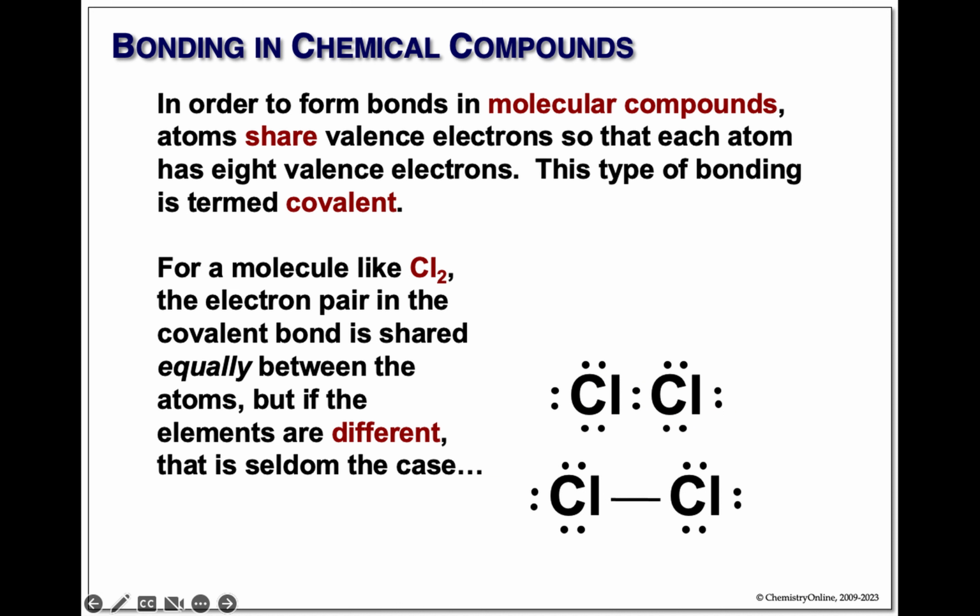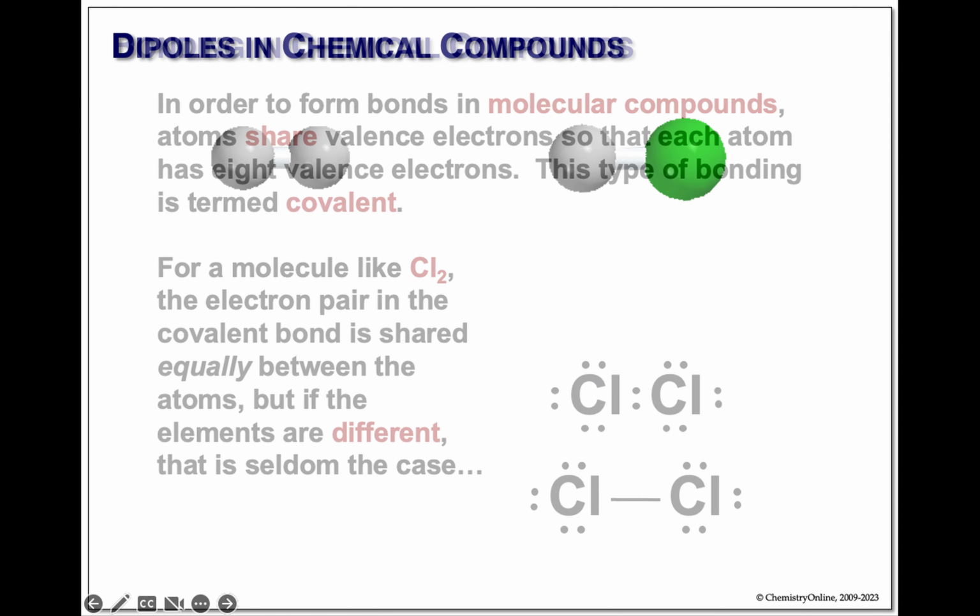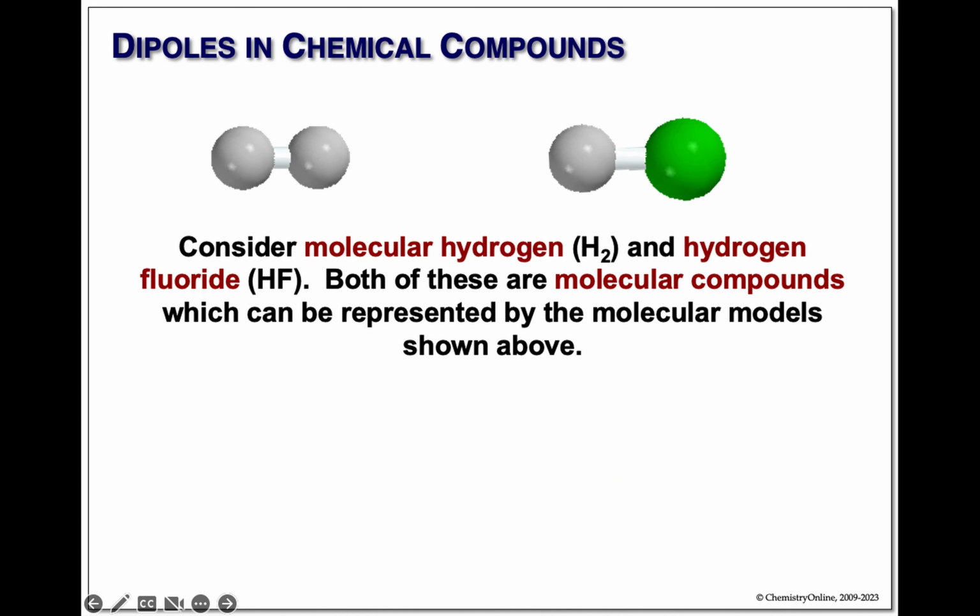In most compounds, the two atoms connected in a covalent bond are not identical. And we'll see that that means that this sharing is typically far from perfect. Let's consider two molecules. This represents hydrogen gas, H2, and this represents hydrogen fluoride, HF. They're both molecular compounds. They both have a single covalent bond between them.